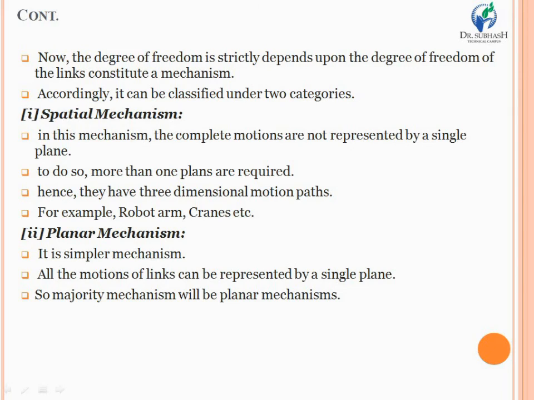Whereas a planar mechanism is a very simple mechanism, and all its motion can be represented by a single plane. That means suppose you are given any mechanism, and you can represent all the links' motion by adopting a single plane. So we can say that it is a planar mechanism. In short, a mechanism which can be easily identified by using a single plane is a planar mechanism. And actually the majority of mechanisms have this type of characteristic, so all are known as planar mechanisms.